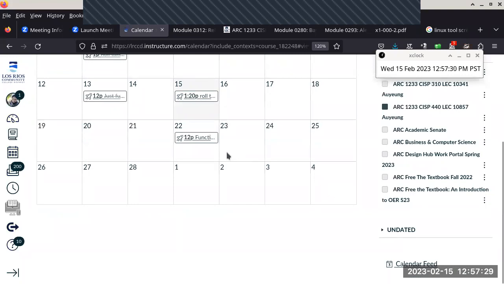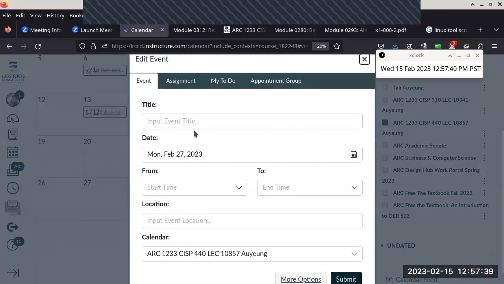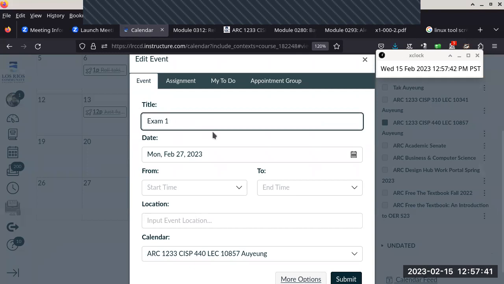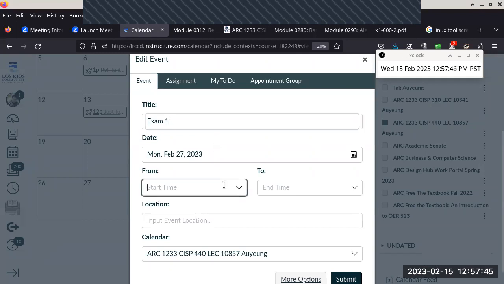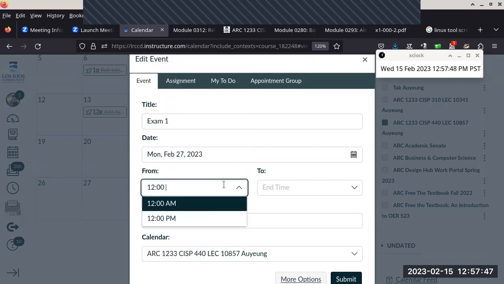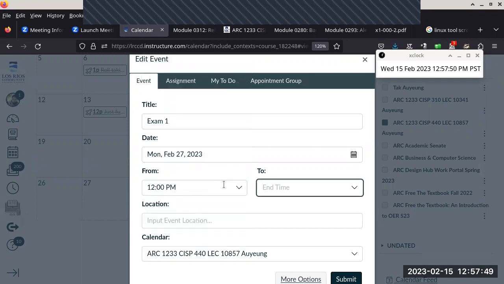So it did not show up here. Okay, this is the 22nd, so the exam is supposed to be on the 27th. So let me create it right now. Exam 1 on the 27th, and I'm going to talk about this in just a little bit. So I'm going to put in the times.